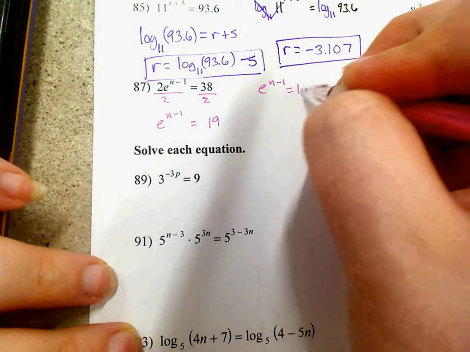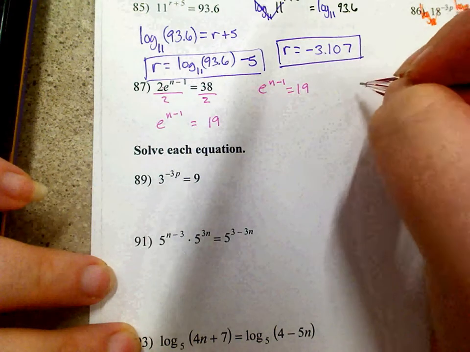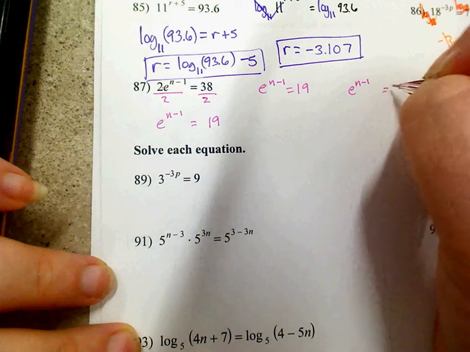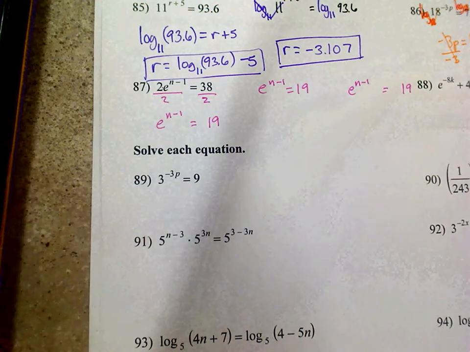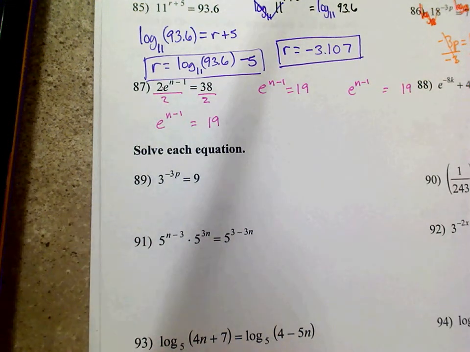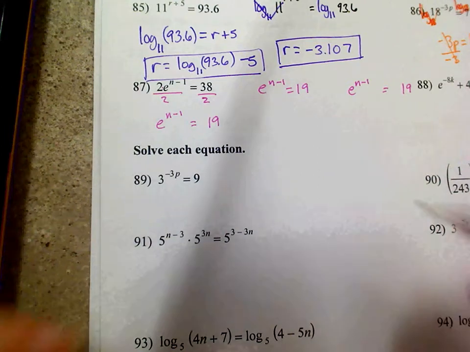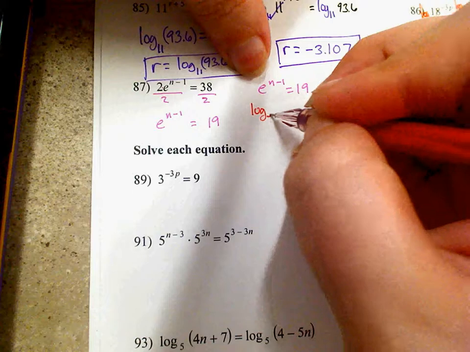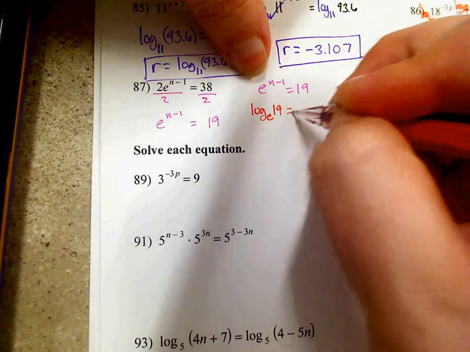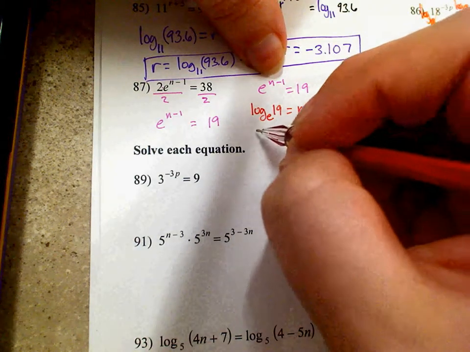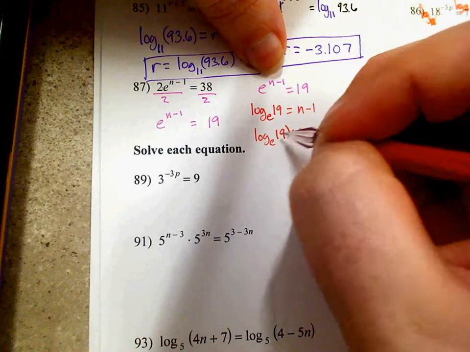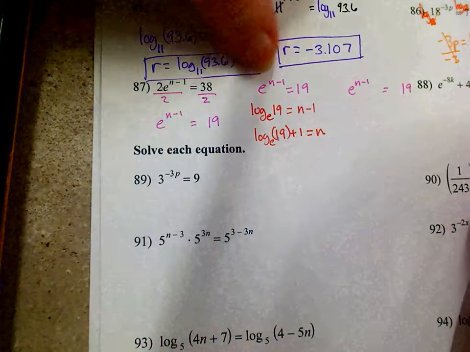I'm going to write this out twice because I want to think about it two different ways, kind of like how we just did a second ago. One way, like I said before, is to convert. The base of the exponent is e, so log base e of 19 equals n minus 1. Add 1, and you've got your answer: log base e of 19 plus 1 equals n. And then write that as a decimal.